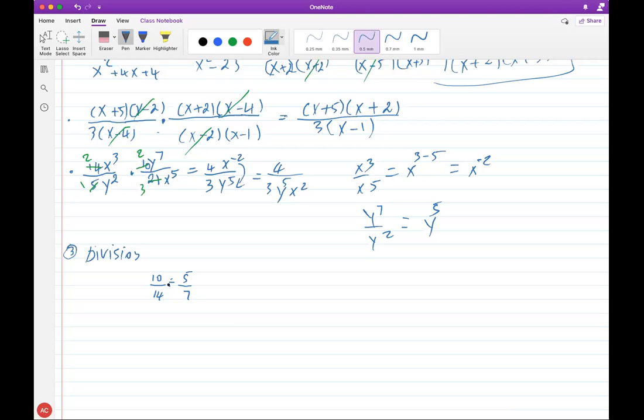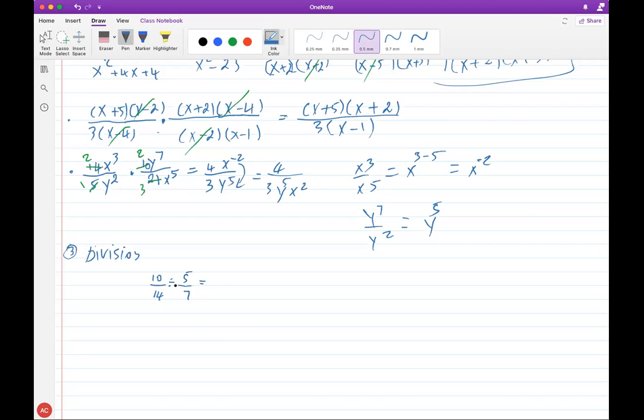So how do you divide regular fractions? Let's say you had this question, divide these two fractions. Forget about rational expressions for a moment. How do you do this? You can just overturn the second fraction, to make it not 5 divided by 7, but 10 divided by 14 multiplied by 7 divided by 5.